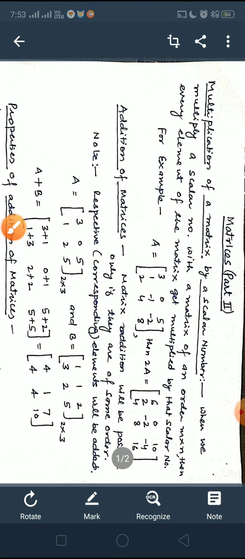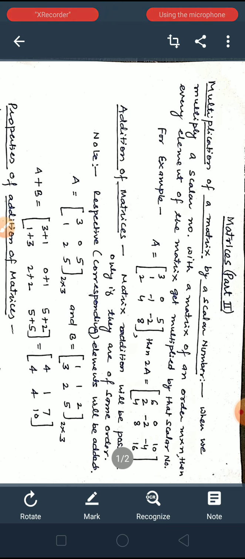Have an example. A is equal to 3, 1, 2, 0, minus 1, 4, 5, minus 2, 8. Then we wish to find 2A. As its definition says that every element will be multiplied by the scalar. If we multiply the scalar by the matrix, then it will be 6, 2, 4, 0, minus 2, 8, 10, minus 4, 16. I think you understand multiplication of a matrix by a scalar number.